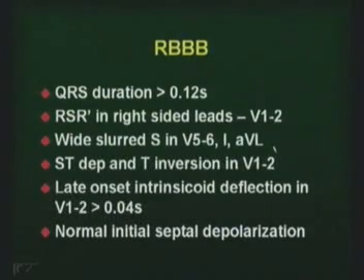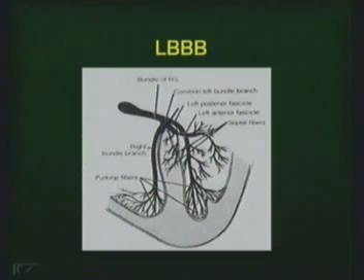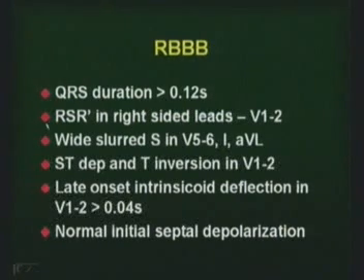Coming to right bundle branch block, now the whole pattern is changed. Instead of the block here, we've got a block here. So the initial depolarization takes place like this and then down towards this. What we will have now is an M pattern in leads V1, V2, an RS-R dash pattern. The QRS will again be broad. There will be a slurred S in V5, V6. There will be ST-T depression changes in leads V1, V2.